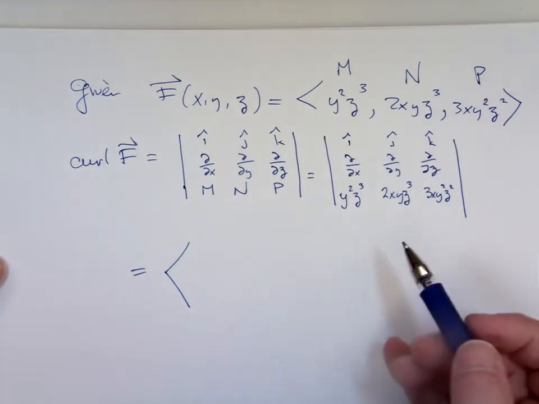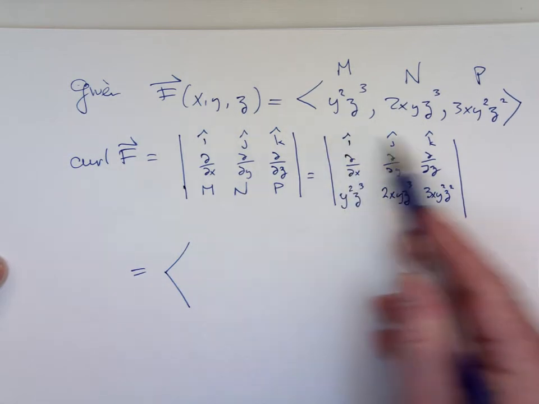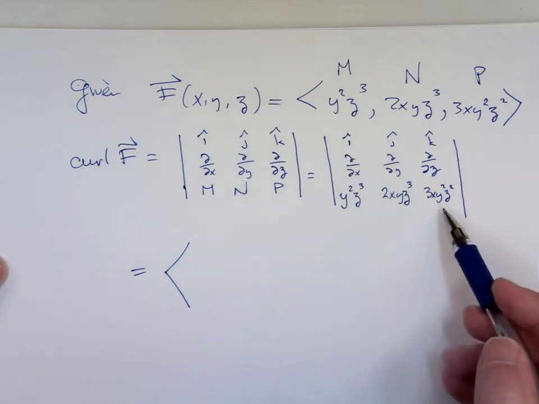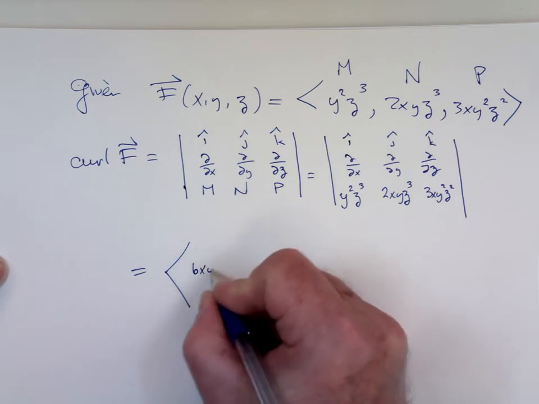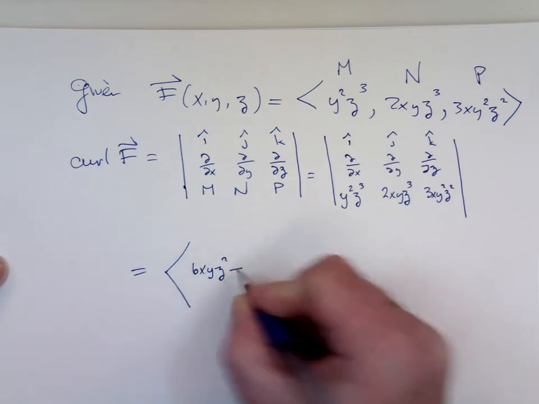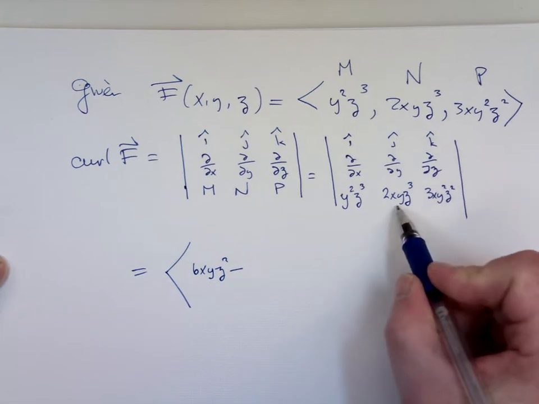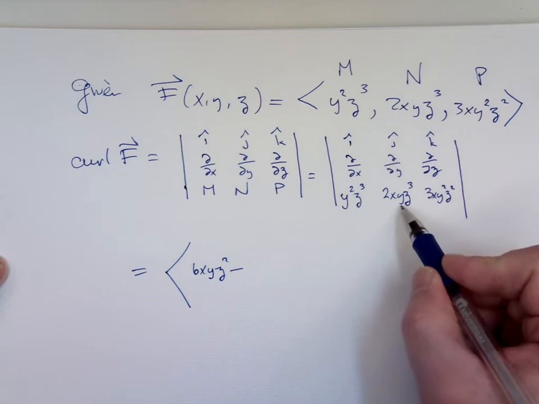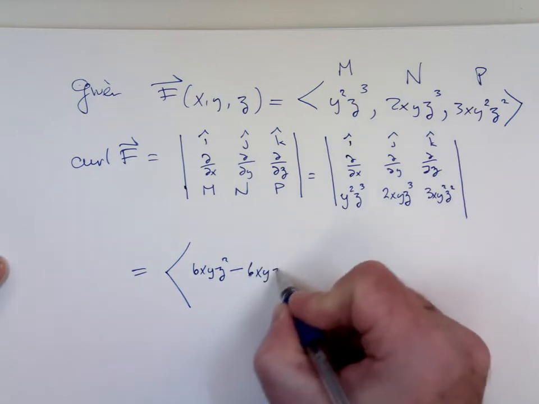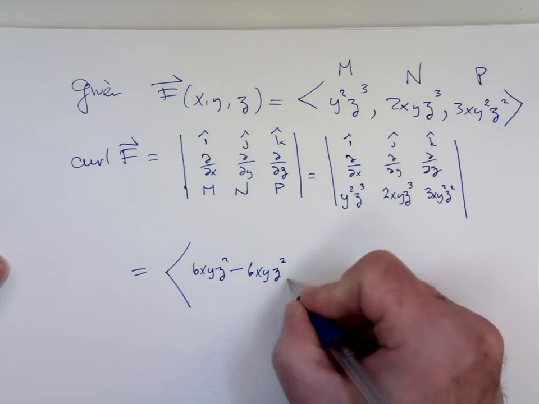Okay. Cross this out, cross that out. Partial of 3xy squared z squared with respect to y: 6xyz squared. Attaway, Jamish. And then, okay, so let me write it out. So it's 6xyz squared minus partial of 2xyz cubed with respect to z: 6xyz squared. Wow, that's pretty interesting.